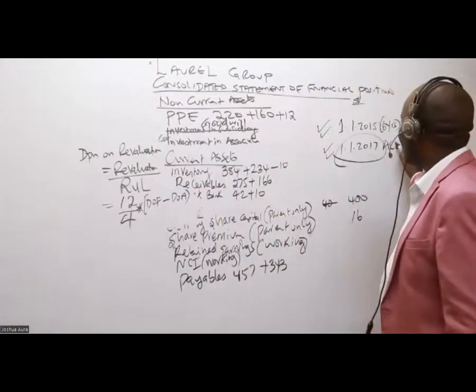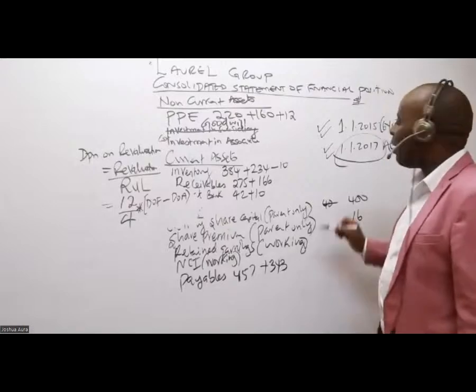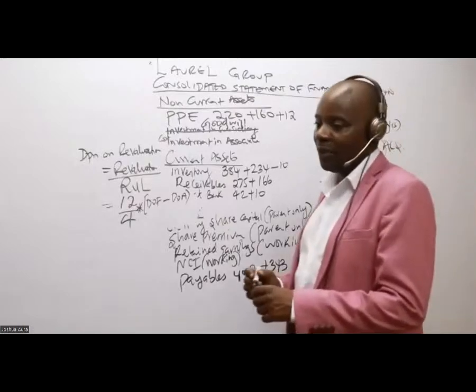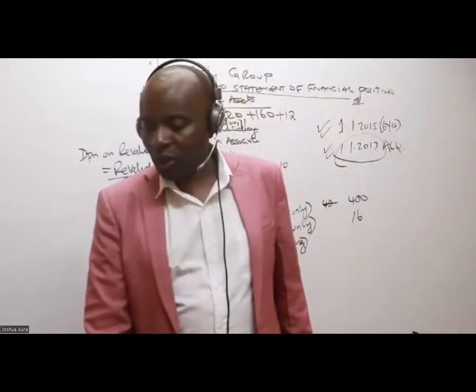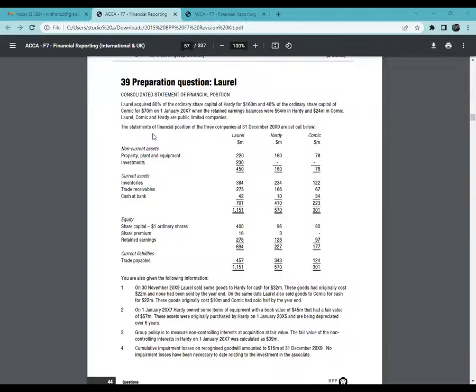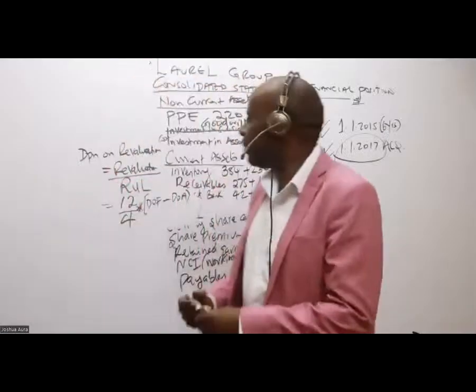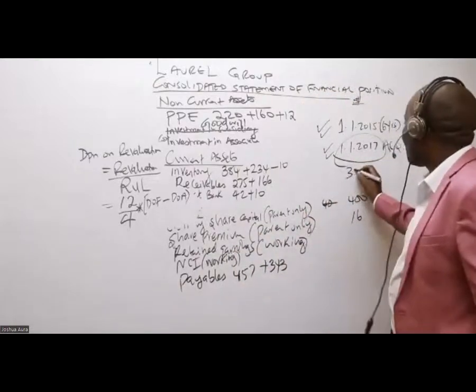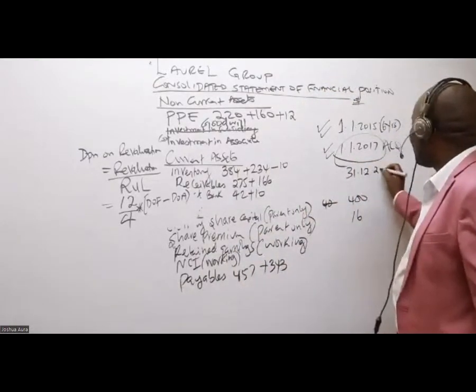This is the acquisition date. How about the date of the financial statements? So the date of the financial statements, ladies and gentlemen, we are given here: the statements of financial position for the 3 companies is 31st December 2019.